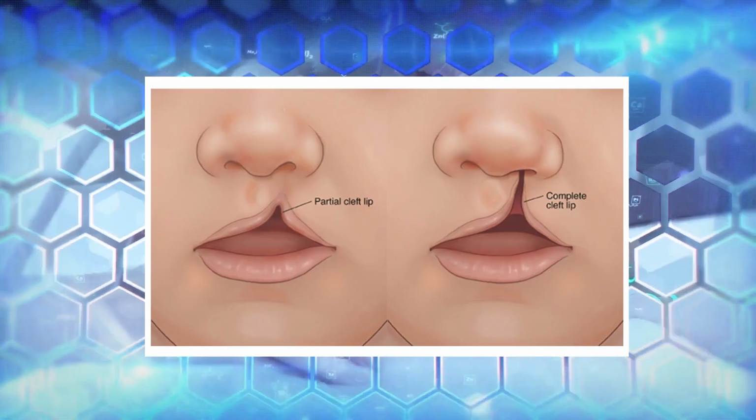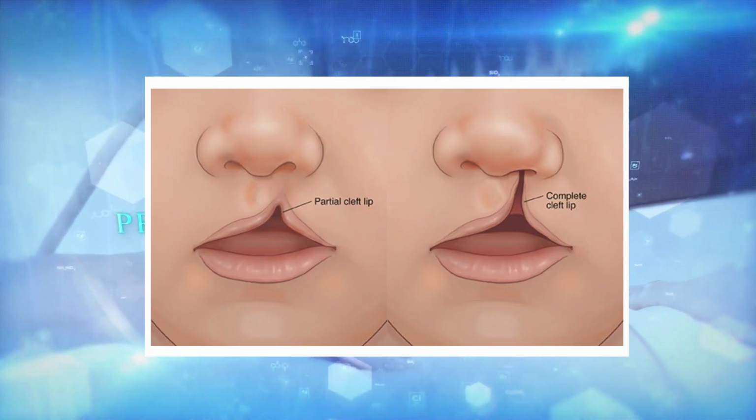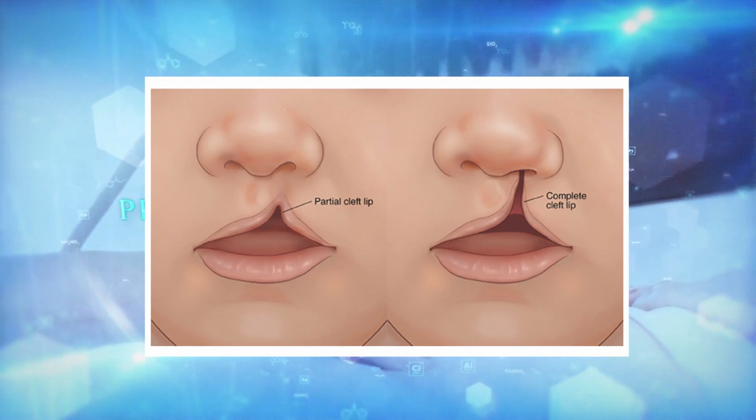Then cleft palate is when the roof of the mouth fails to close up during development, and it also leads into the nose. This cleft palate is more common in females than males. You can have a patient with only the cleft lip, a patient with only the cleft palate, or a patient who has both cleft lip and cleft palate.